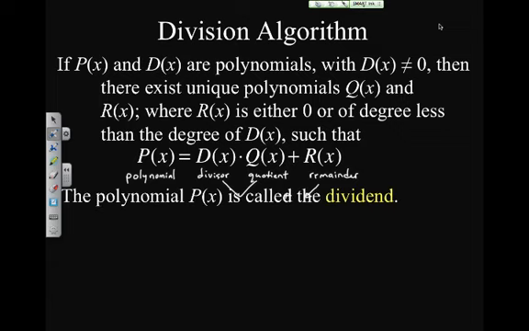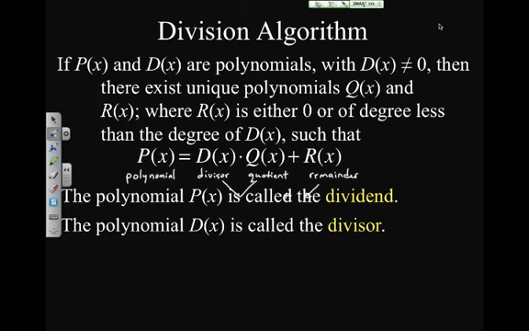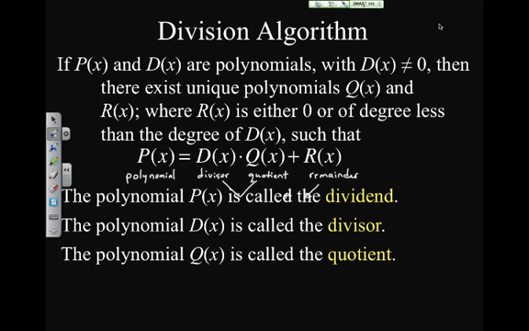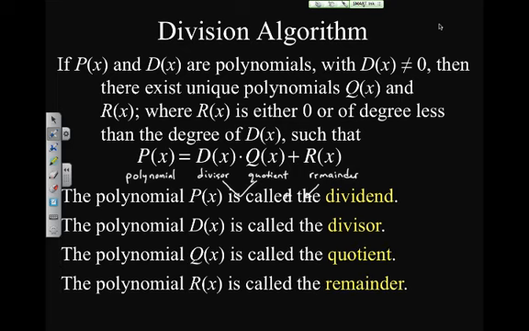We do want to remember that P of x is called the dividend. D of x is called the divisor. Q of x is called the quotient. And then we talked about this, R of x is the remainder. So those are the terms that go with each of those individual polynomials.